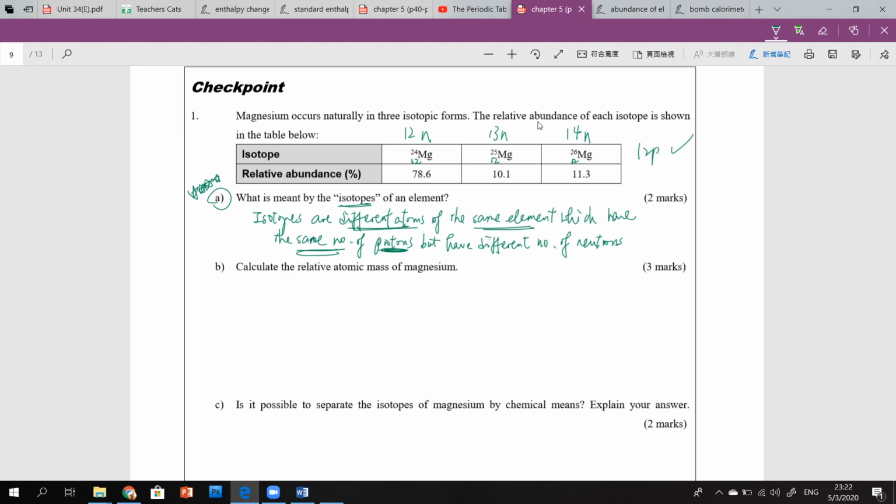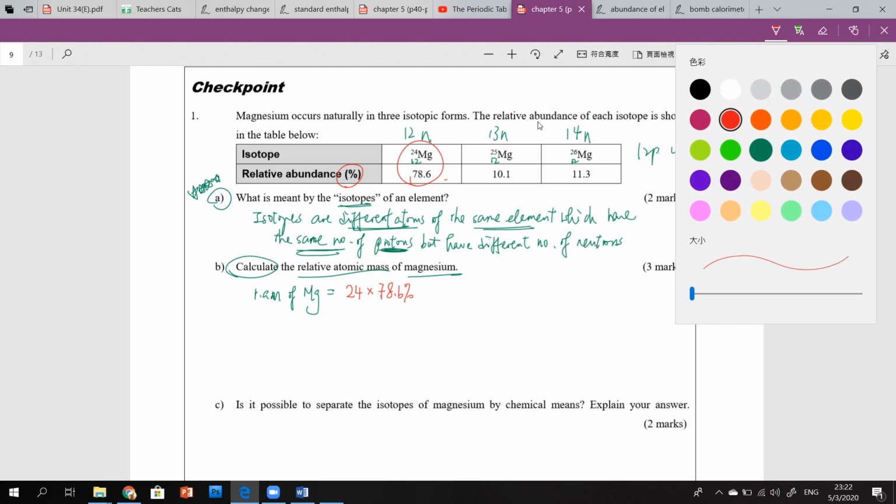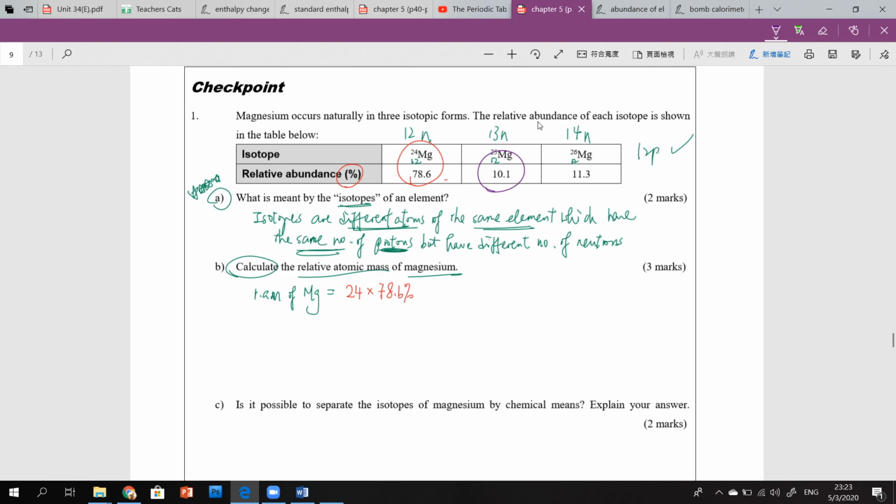So we have got B, relative atomic mass. You have to calculate it for magnesium. So you are going to write down something like this. RAM of magnesium is just a weighted average. So what you're going to do is refer to the data here, right? So what's that percentage? To start with, it is 24 times 78.6%. And then what's next? Yes, that's right.